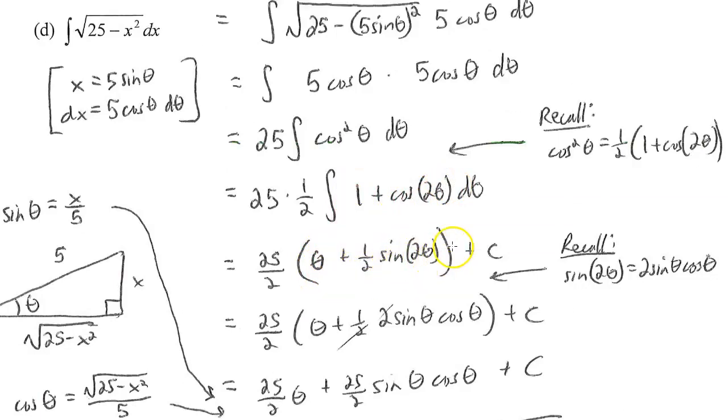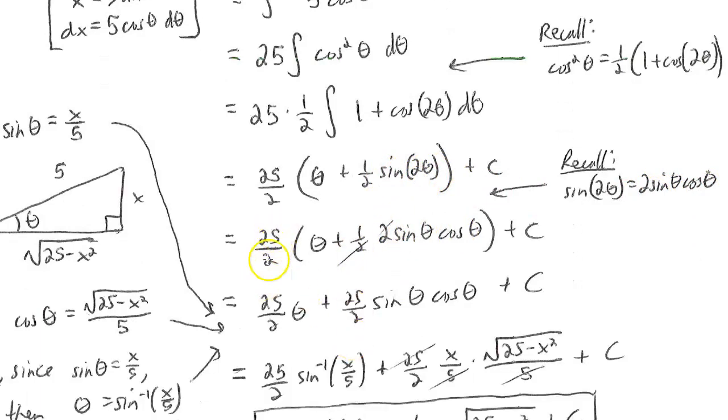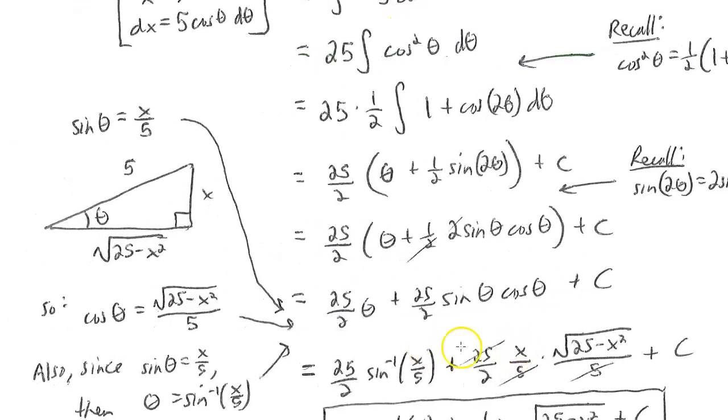Now, the big question is, what's sine of 2 theta? Because we're going to draw a triangle that's just going to have a theta in it. How can we figure that out? Well, remember, sine 2 theta is 2 sine theta cosine theta. Remember that trig identity. So we're going to rewrite sine 2 theta as 2 sine theta cosine theta. This 2 and the 1/2 will go away. So now if we distribute the 25 halves, we get 25 halves theta plus 25 halves sine theta cosine theta plus c. Now, the question is, what's sine theta and what's cosine theta and what's theta?